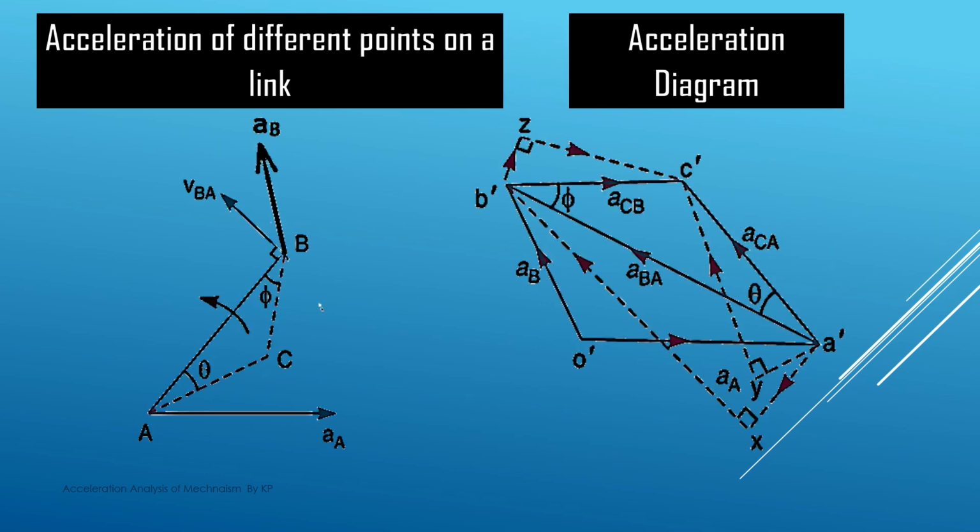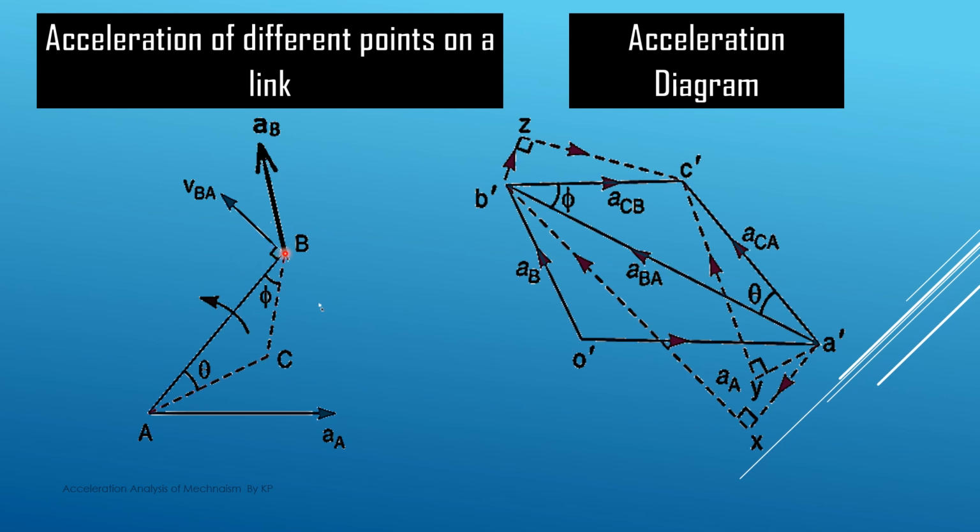Again, we have considered a rigid link, and we have taken 3 points on the link: point A, point B, and point C. This link rotates in the anticlockwise direction with an angular speed of omega. So we have the location of this C point. There are 3 points A, B and C. The location of this C point is making an angle theta with respect to point A, and an angle phi with respect to point B. So this way we can locate this C point.